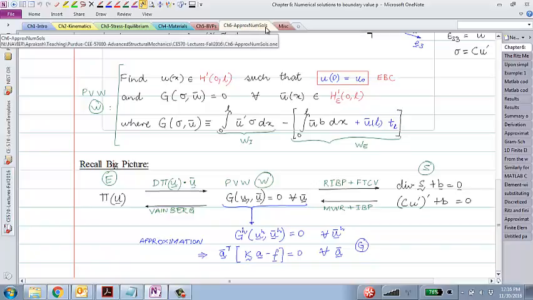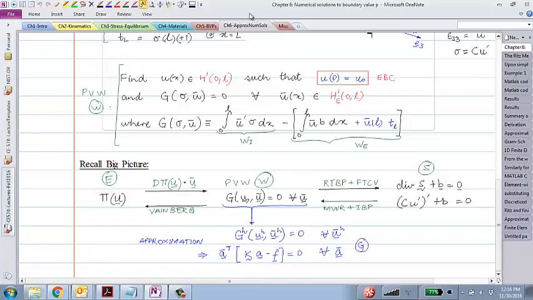What kinds of functions are these? Anything that is not discontinuous, right? A function can have a kink, but it cannot be discontinuous, because the derivative of a discontinuous function at the point of discontinuity would be a Dirac delta. Dirac delta is not square integrable, right? So a function can have a kink in it, that's perfectly fine, but it cannot be discontinuous. So all of those types of functions we can choose for approximating the real displacement.